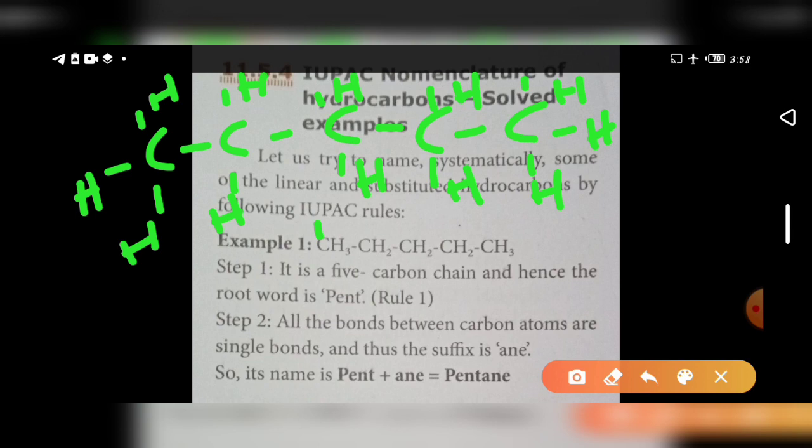So the suffix you add is ane, with the root word. All the bonds between the carbon atoms are single, and thus the suffix added is ane. So the name is pent plus ane, pentane. Okay, now you have to see how the compounds are named. See here, I have given some compounds.